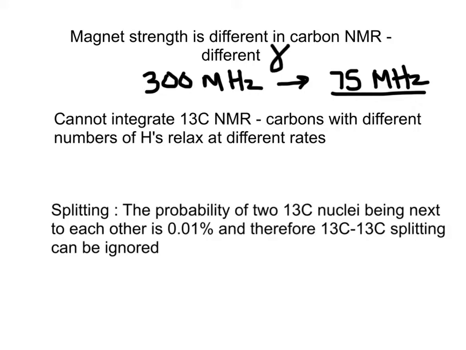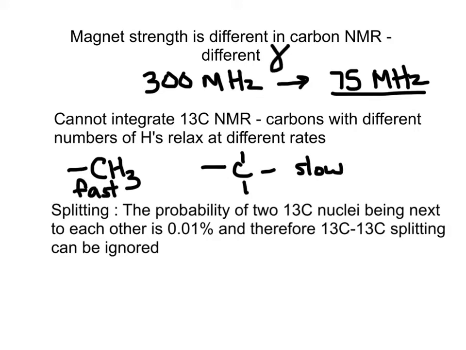Another important point is that you cannot integrate C13 NMR. Unlike proton NMR, carbon-13 nuclei actually relax at different rates depending on the number of hydrogens they have. So it's not just about the electronic nature of the carbon, it's actually how many hydrogens. What we find is things that have no hydrogens relax very, very slowly, whereas carbons with 3 hydrogens relax very fast, and the other 2 are in between. So the intensity of the peak actually has several things that it's related to.